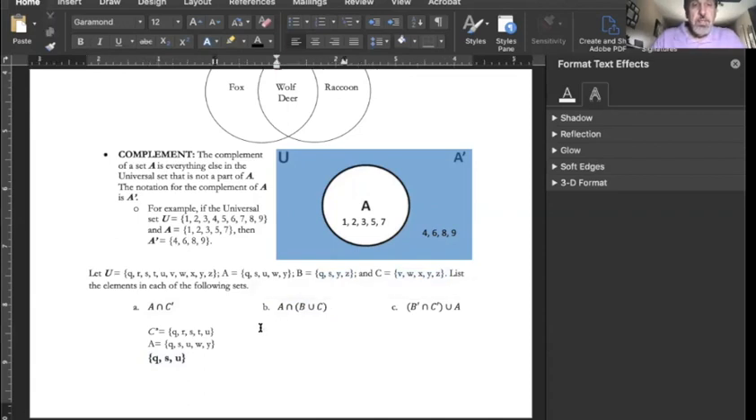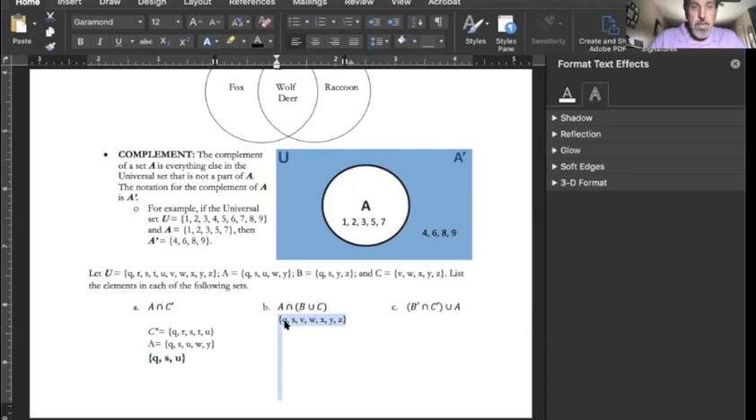So B union C is going to equal, well, what does B have? Let's see, I see a Q, and I see an S, and then there's a Y and a Z, but there's also a Y and a Z in C. So I'm just going to put the rest of C in there. So that would be V, W, X, Y, and Z. And let me widen that just a hair. There we go. So this right here is B union C.